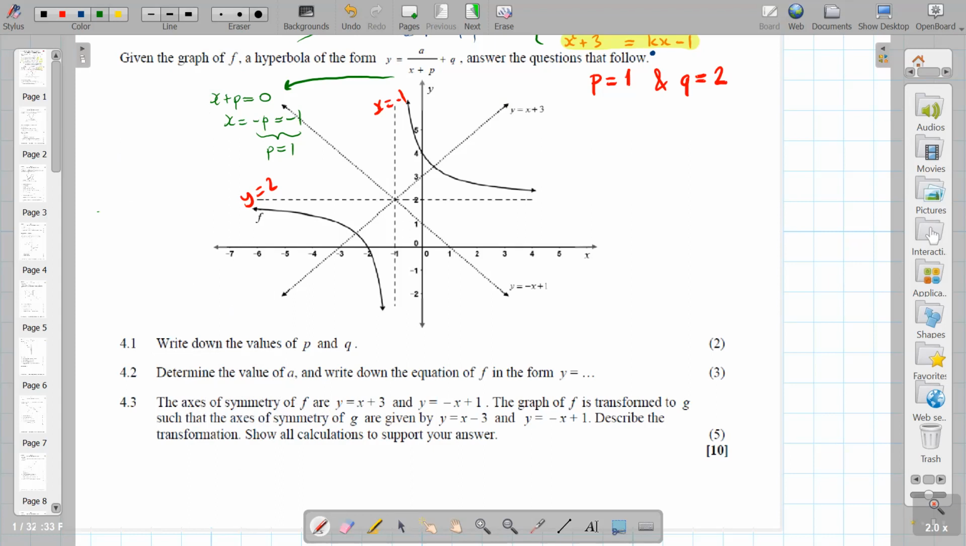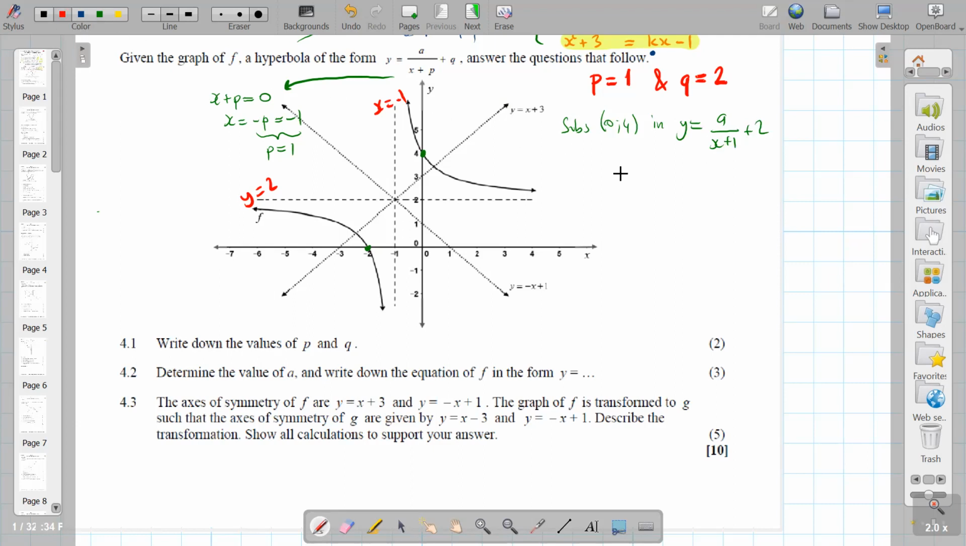Determine the value of a. So finding any other value, we need another point to substitute. We already know p and q. To find a, I must have a point given on the graph. We have more than one actually. You can see 0 and 4 as a y-intercept, or we can say -2 and 0. I can use anything, so we can just substitute whichever we want. Let's say 0 and 4. Substitute 0 and 4 into a over x plus 1 plus 2.